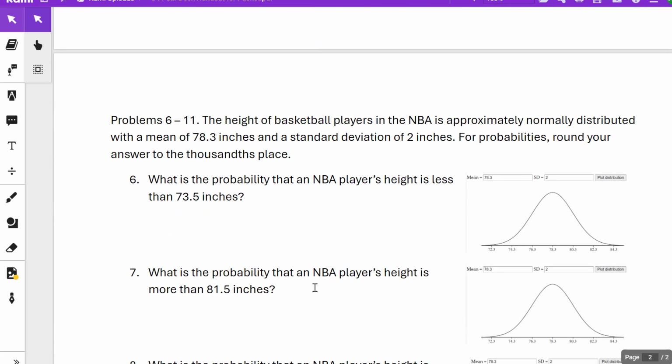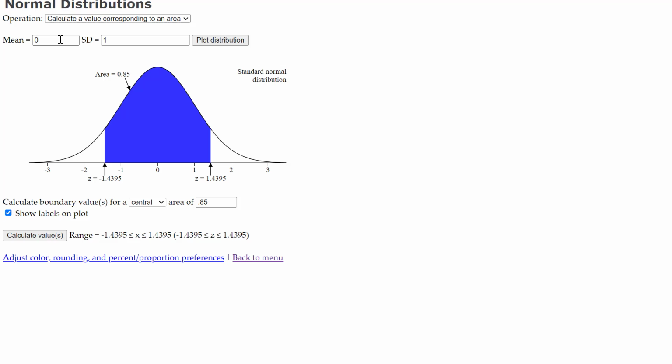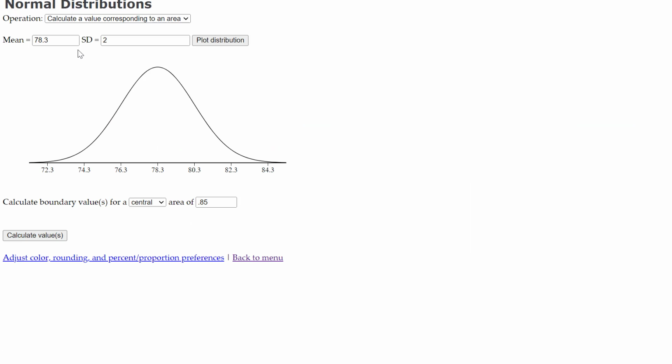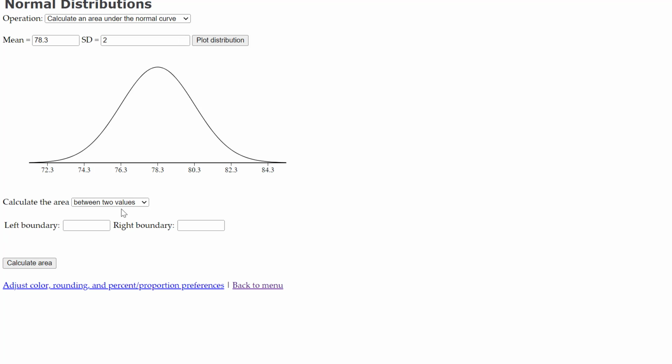Now we have something other than Z-scores. We have basketball players, and the mean height is 78.3, and the standard deviation is 2. So we go ahead and we update our model, 78.3 and 2. And what do they want for the first part? Probability the player's height is less than 73.5 inches. So that's calculate an area, all right, and less than, all right. 73.5, I believe it was.